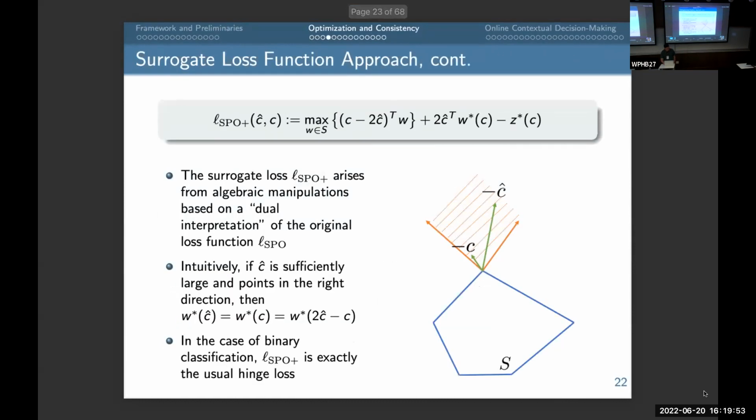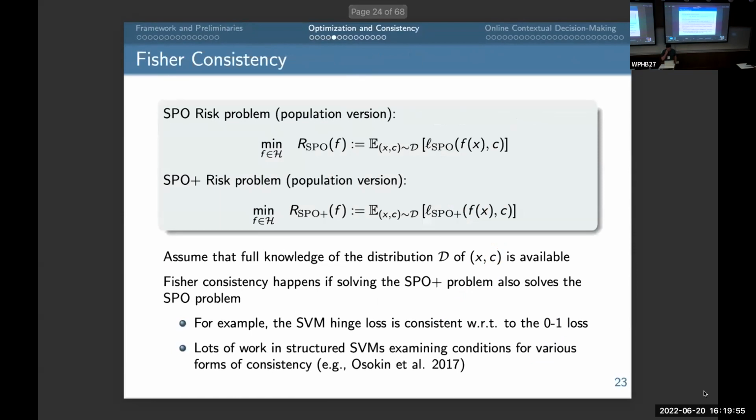So that's a little bit of intuition, but perhaps more importantly, at least from a theoretical point of view, we can derive some statistical guarantees that relate the SPO plus formulation to the original problem of interest. To do this, we consider first the problem of Fisher consistency, the most basic type of result that we could hope for here, which asks a very simple question. Assume we have full knowledge of the data distribution. Assume that we know exactly what the distribution of X and C is. That's a very ideal situation, so you can think of this as a sanity check.